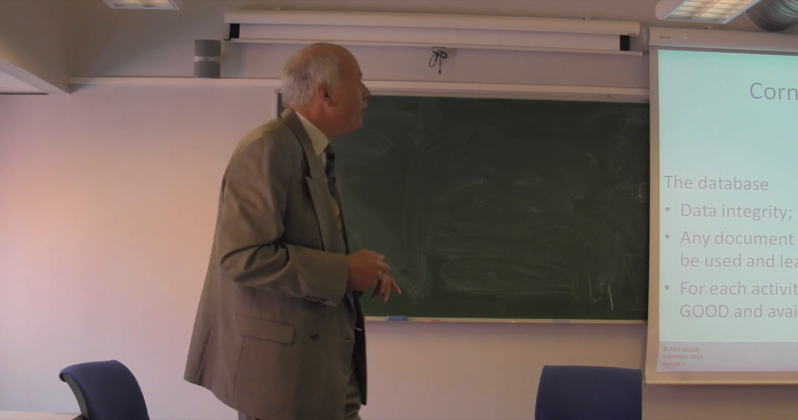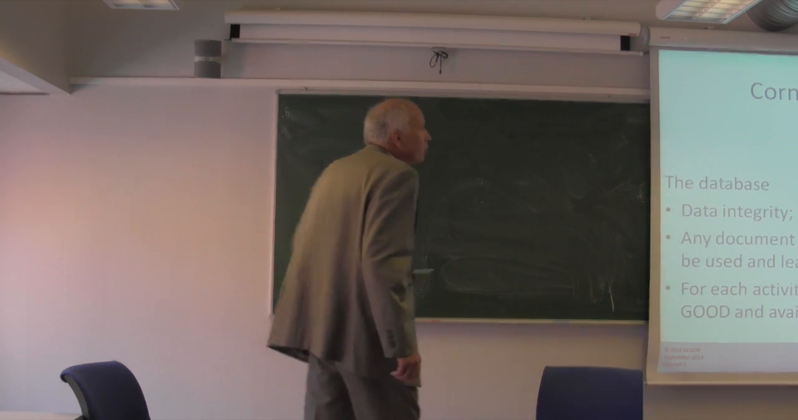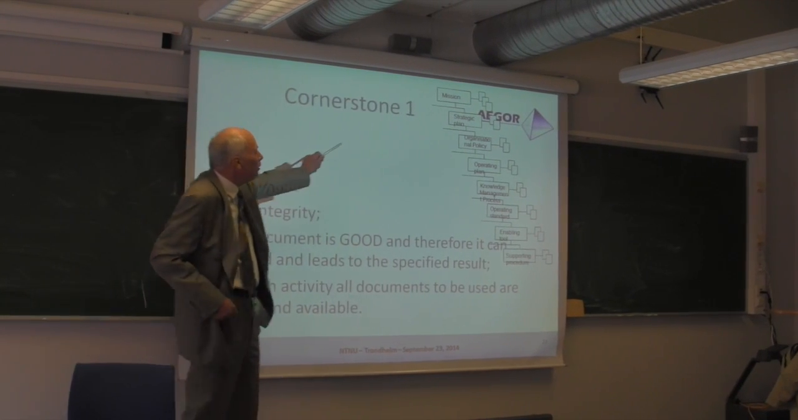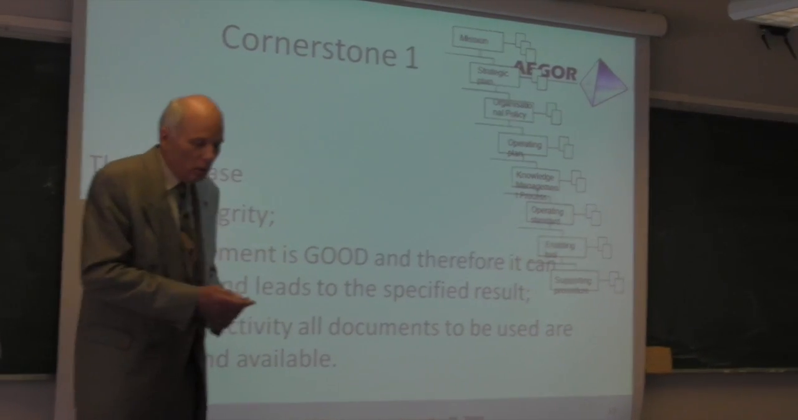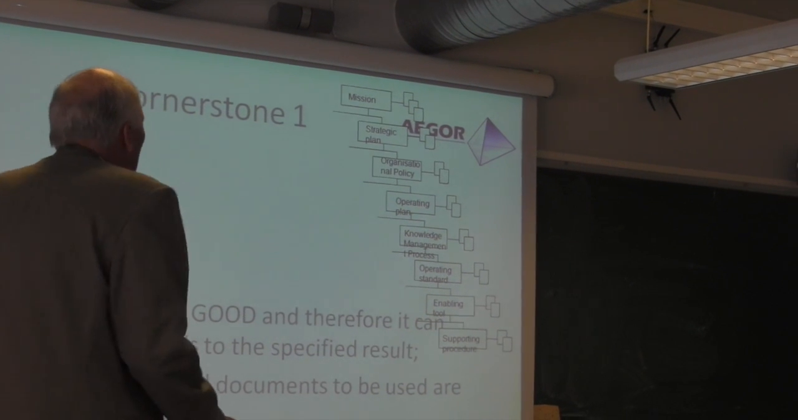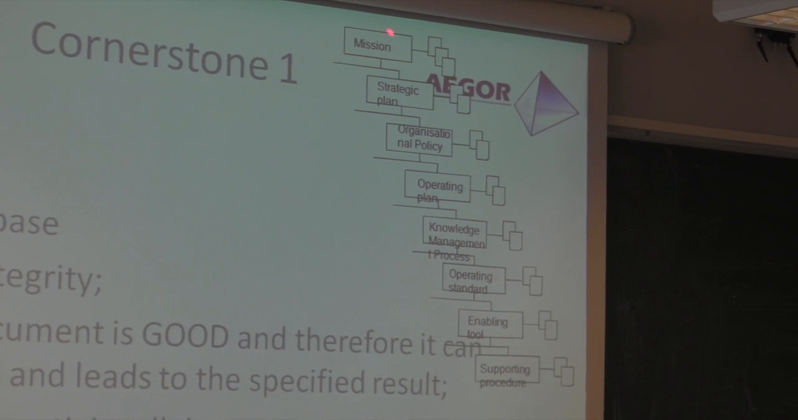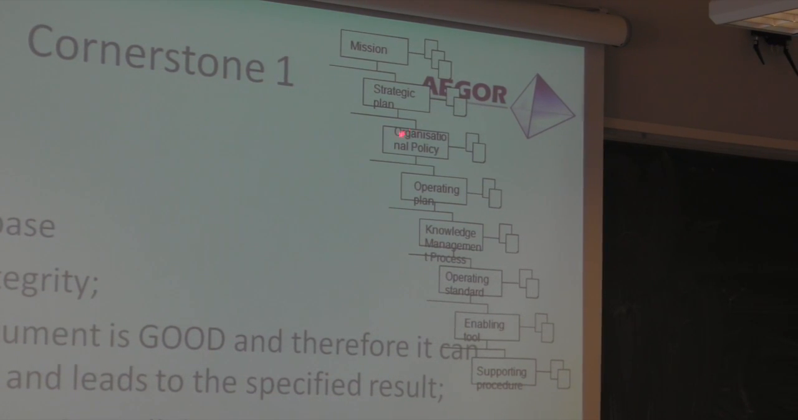Okay, that's what I already said. What I put here just for fun, we go further with product. I have here a business configuration, and the business configuration affects the know-how. You see here mission, strategic plan, organization policy, operating plans. This was made when I was working for knowledge management, to put it in such a ring. We have operating standards, enabling tools, and supporting procedures.